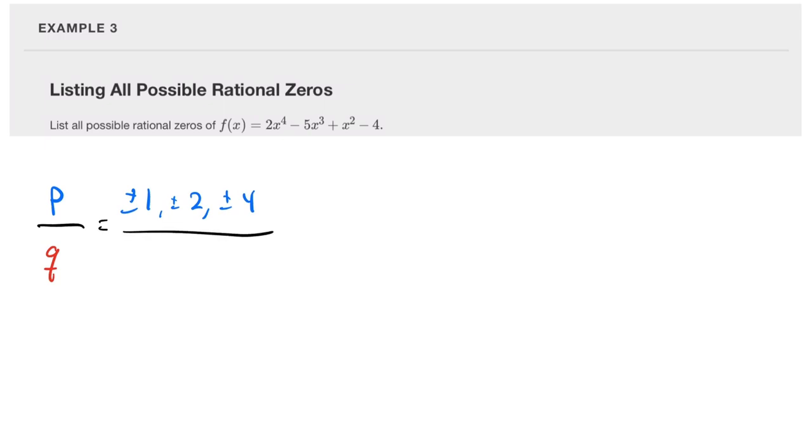And then the factors of our leading coefficient being 2 is going to be plus or minus 1 and plus or minus 2. So then our list of possible rational zeros, we do all combinations with the blue divided by each of the red, right? So the list of possible rational zeros: plus or minus 1, plus or minus 2, plus or minus 4, and then plus or minus a half. Now we already have plus or minus 1 and we already have plus or minus 2.